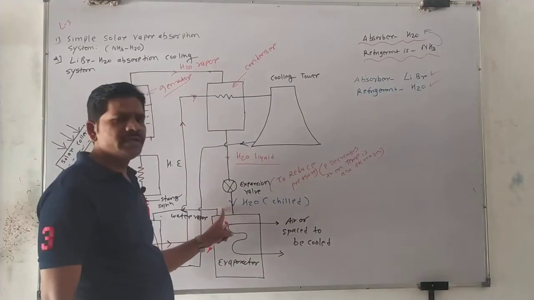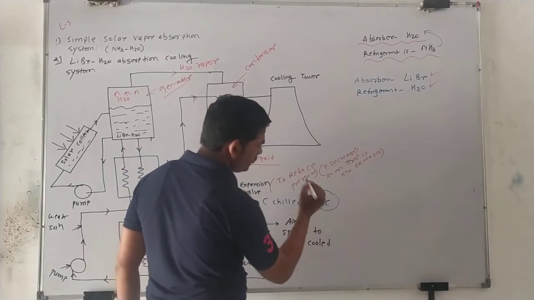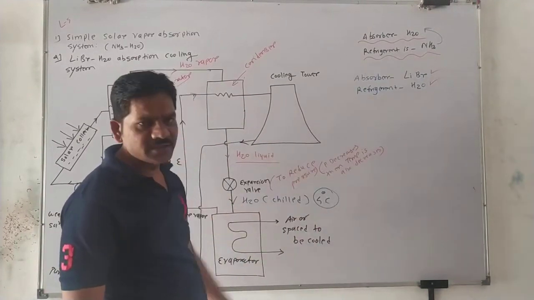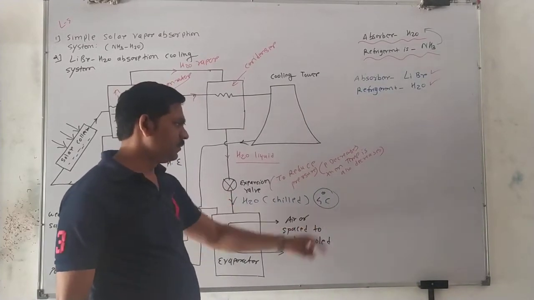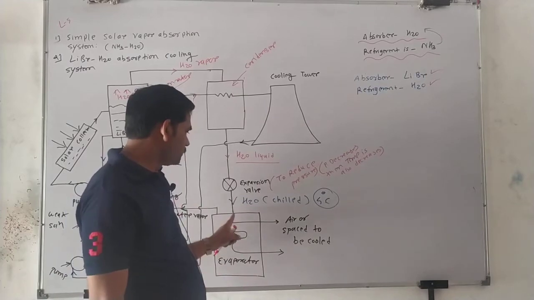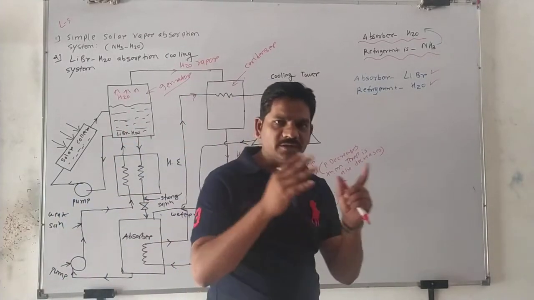Now this very chilled H2O, which has a temperature of 4 degrees Celsius, not 0. What is the temperature? 4 degrees Celsius, after passing through the expansion valve. Okay, so this H2O enters the evaporator.